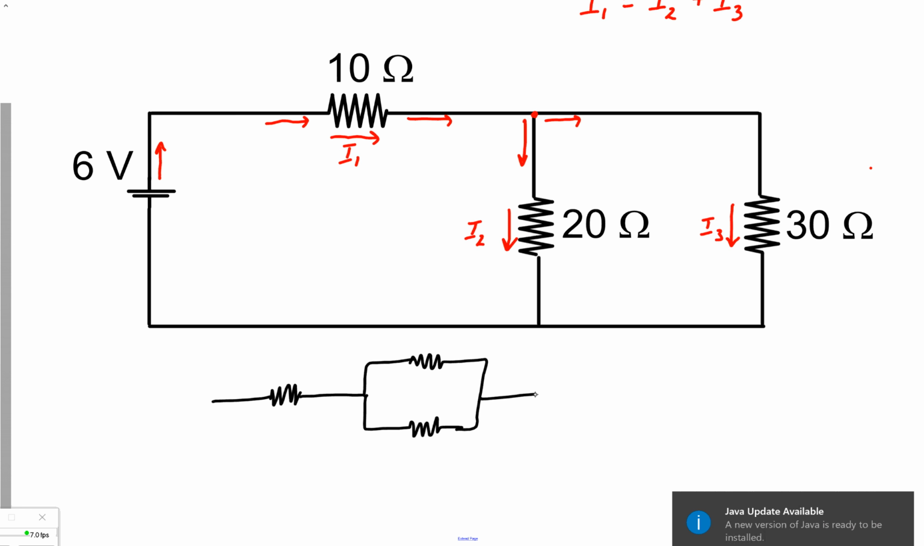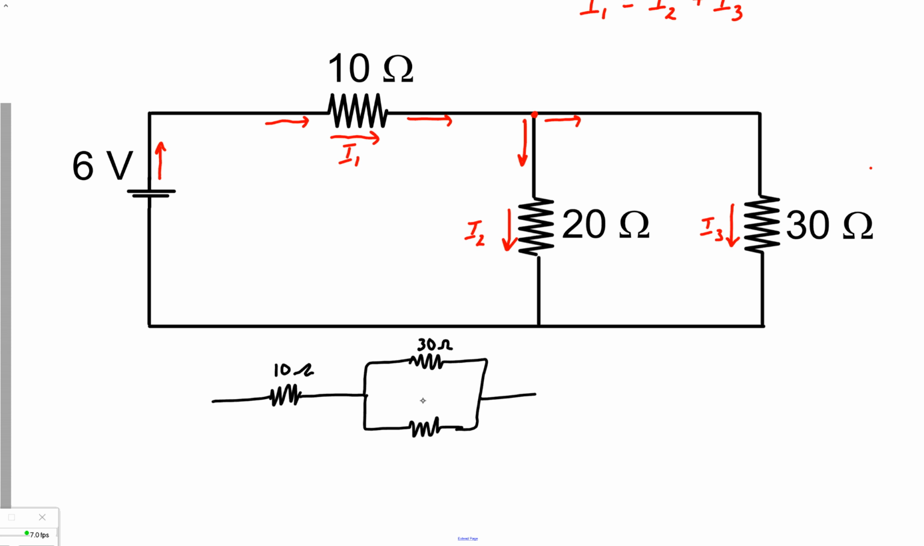I do not want an updated version of Java. Go away. So we've got this 10 ohm resistor. That's the worst ohm I've ever drawn. I apologize to every Greek person out there for that. And then we've got this 30 and this 20 ohm resistor as well. And I've got to redraw that because it's just breaking my heart.